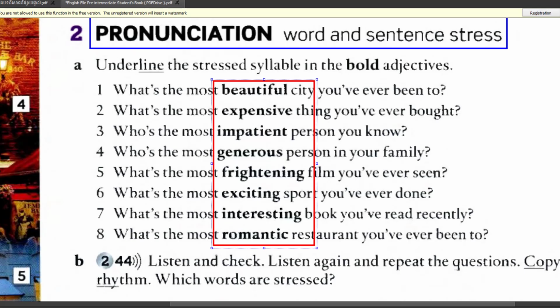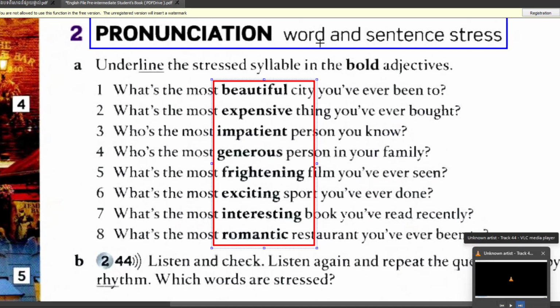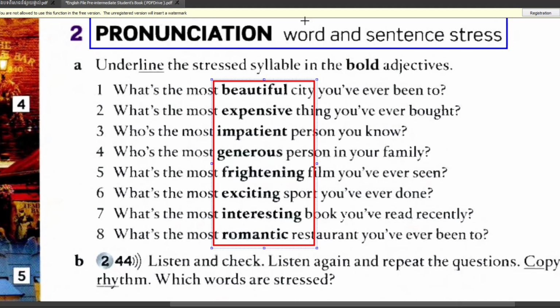1. What's the most beautiful city you've ever been to? 2. Which one? Beautiful.